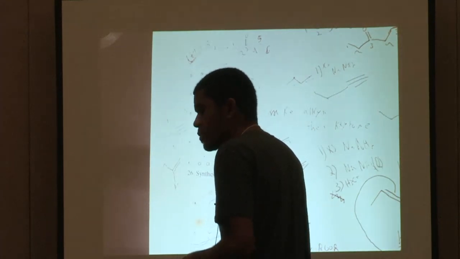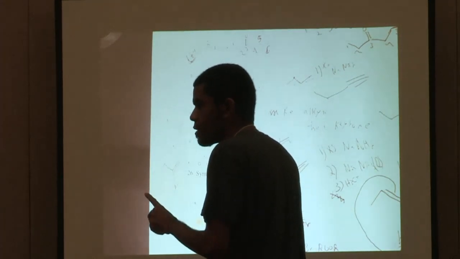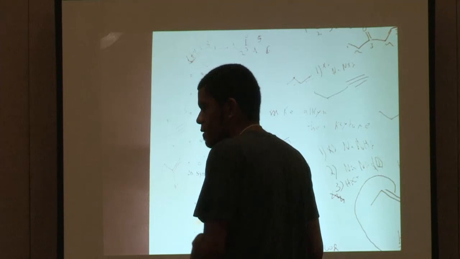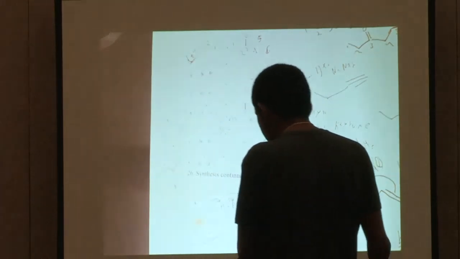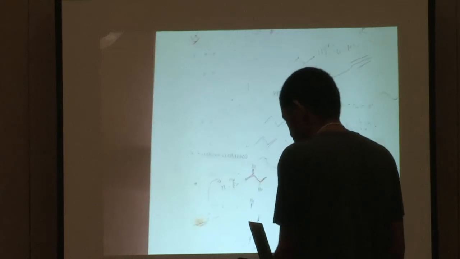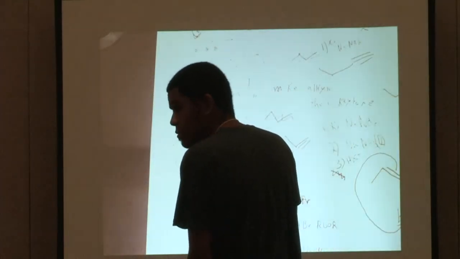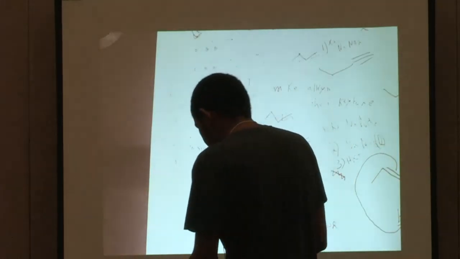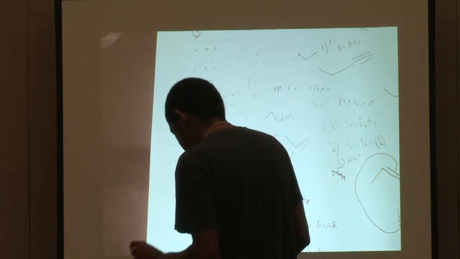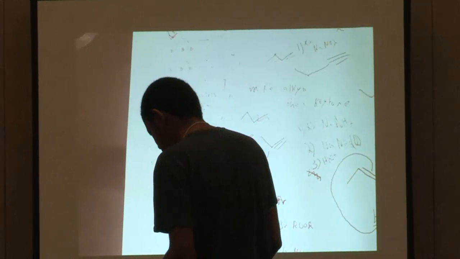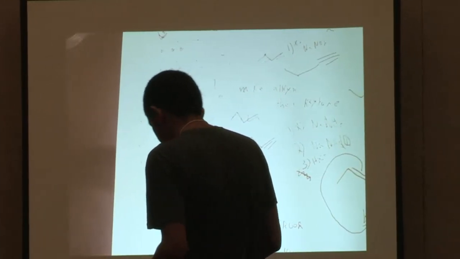Is that again? BH3 THF is your first step. THF. Yeah, and then second step is H2O2 NaOH. 9-BBN, for what? I think that's a different type of thing.